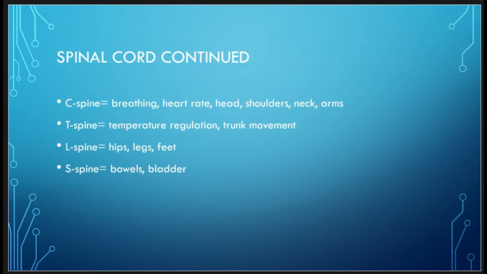So first, we're going to look at the cervical spine, and that is involved in breathing and heart rate and movement of the head and the shoulders, the neck, as well as the arms. Then we go into the thoracic or T-spine, which helps with temperature regulation and movement of the trunk. Then we get into the lumbar spine, which is responsible for helping movement and reflexes within the hips, legs, and feet. Then we also have the sacral spine, S-spine, and that is controlling the bowels, the bladder, and other areas within the inguinal part of the body.